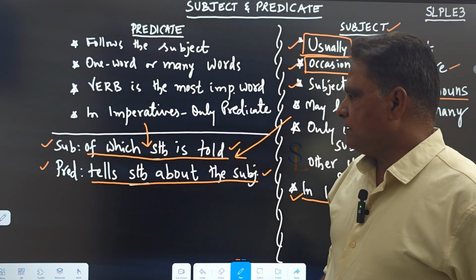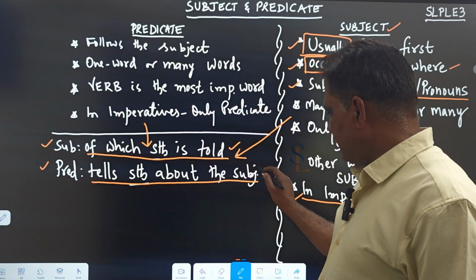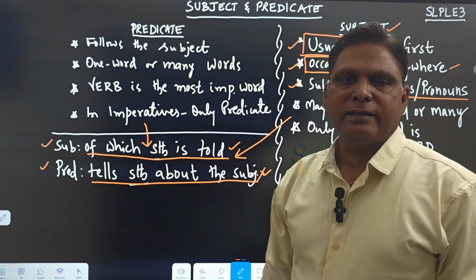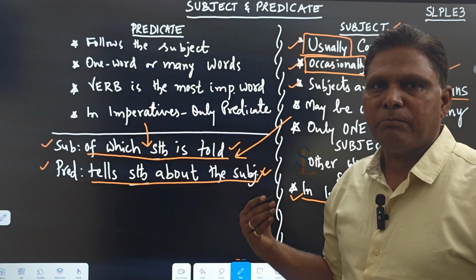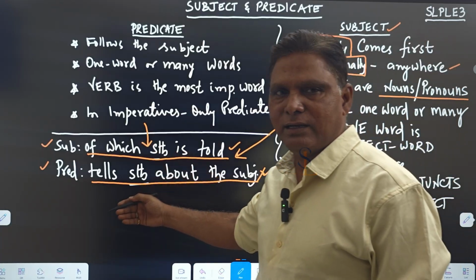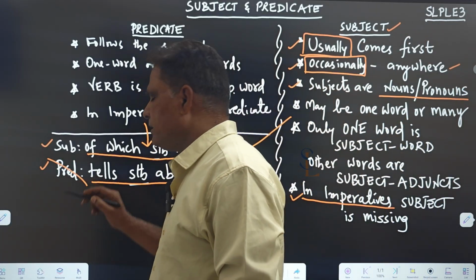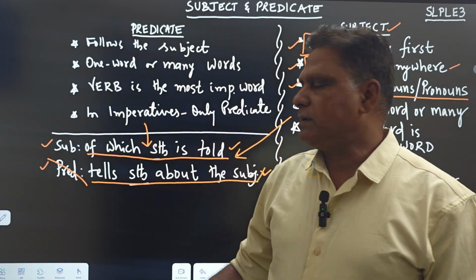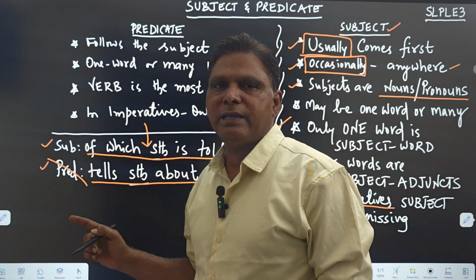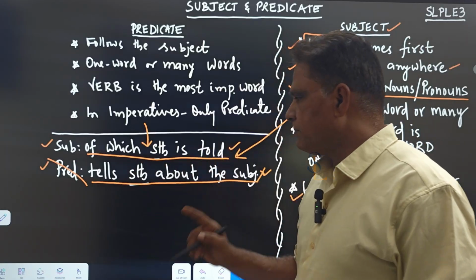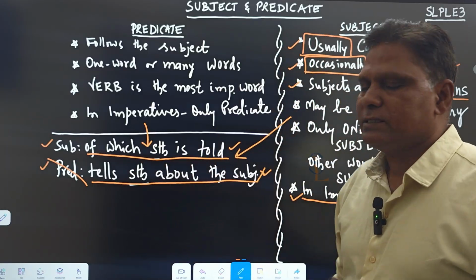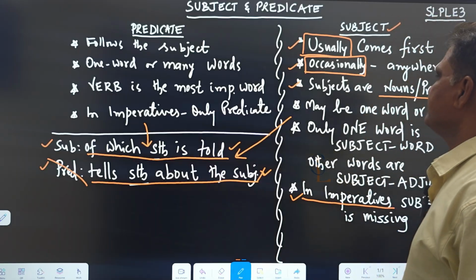Rather, in another magical way, you need not even identify the predicate, because once you identify the subject, naturally the remaining part of the sentence is called the predicate. So don't try to identify it separately; identify the subject and predicate by the rule: the subject is that of which something is told, and the predicate tells something about the subject.